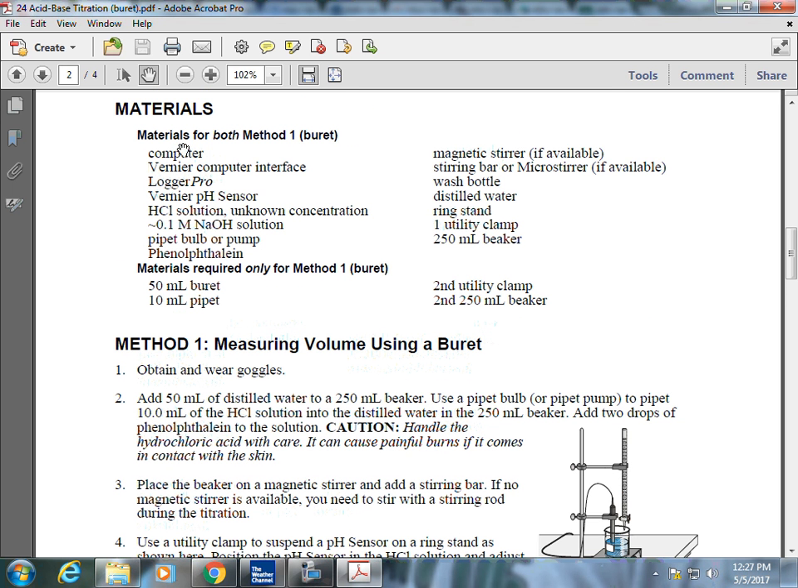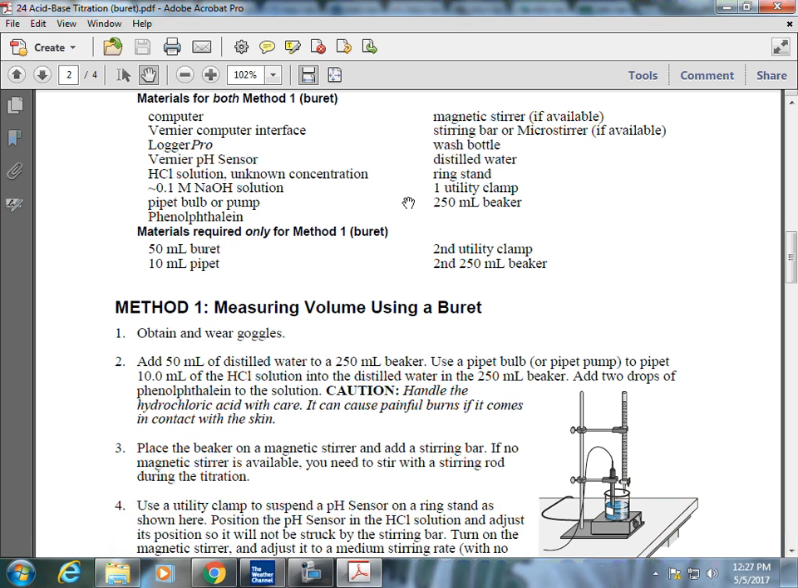If you look at the materials needed, we have a pH sensor. We're going to need an unknown hydrochloric acid. There's your sodium hydroxide. You'll know that. Phenolphthalein is going to be our indicator. Once again, we will not have a magnetic stirrer or anything. You're going to have to use your stirring rod. But all of this stuff other than the ring stand and the utility clamp should be in your drawer or somewhere about the lab, okay?